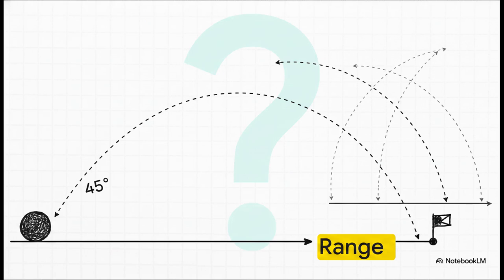Okay, time for a classic exam-style question. Imagine you have a ball, and I tell you that you can throw it at a fixed speed, but you can choose any angle you want. What angle would you pick to make that ball go the farthest, to get the absolute maximum range?